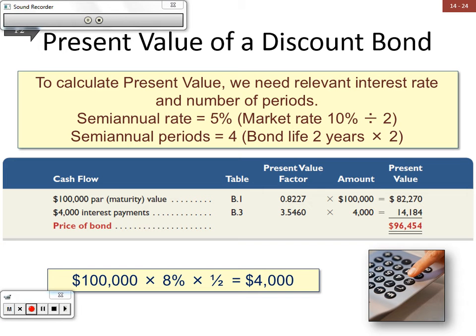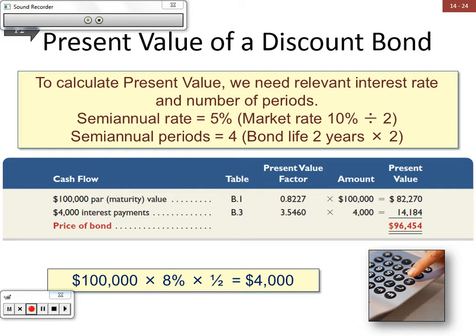Now, if you look up here, to calculate the present value, we need the relevant interest rate and number of periods. So if a company pays bonds back semi-annually, we're talking about two periods every year. When you're looking in the back of your books at those tables, you don't go by the number of years, you go by the number of periods in those years. Now, the semi-annual rate here is 5%. Semi-annual periods is 4. Why? Because the bond is for 2 years. They make two payments a year over 2 years of interest, so we're talking about 4 periods. The semi-annual rate came from taking the market rate and dividing that by 2. Okay? So if we're trying to find the present value of principal, we're going to use what table?